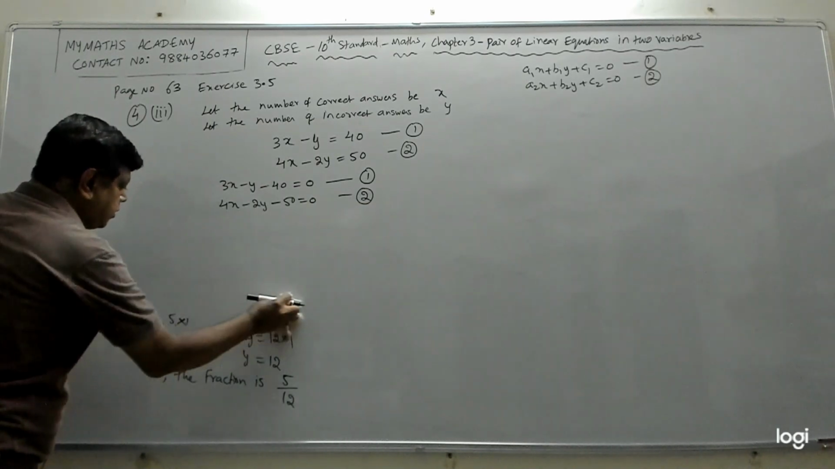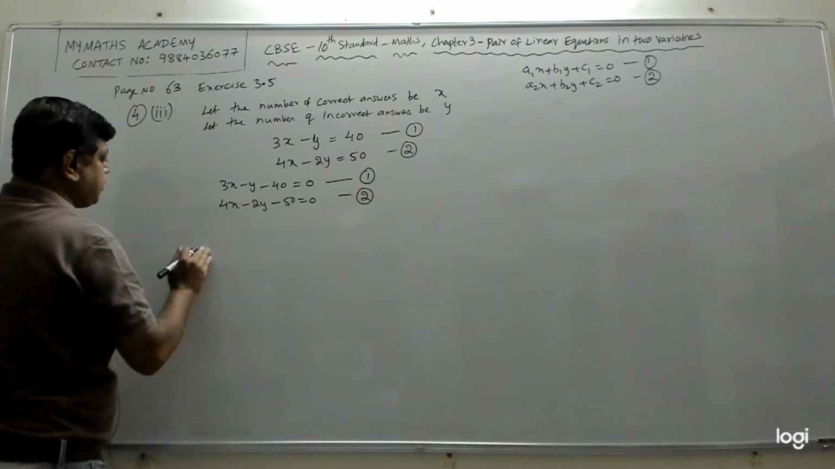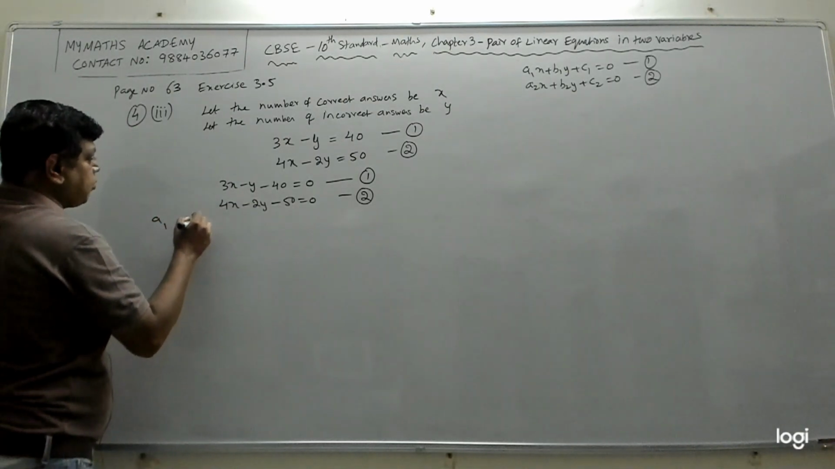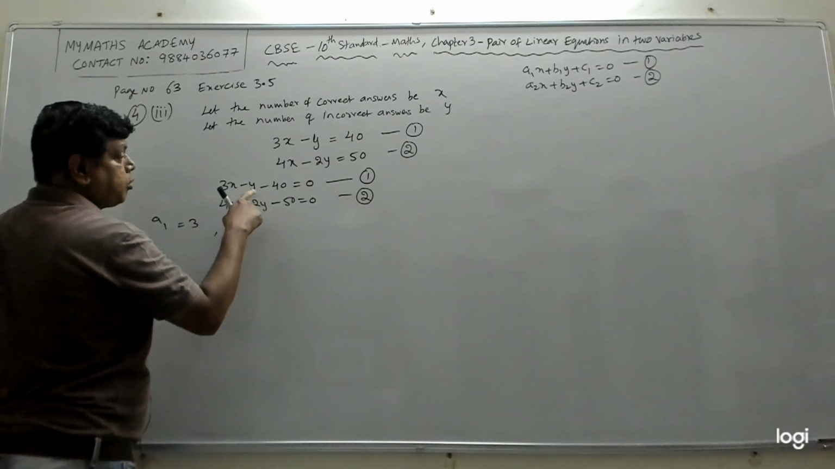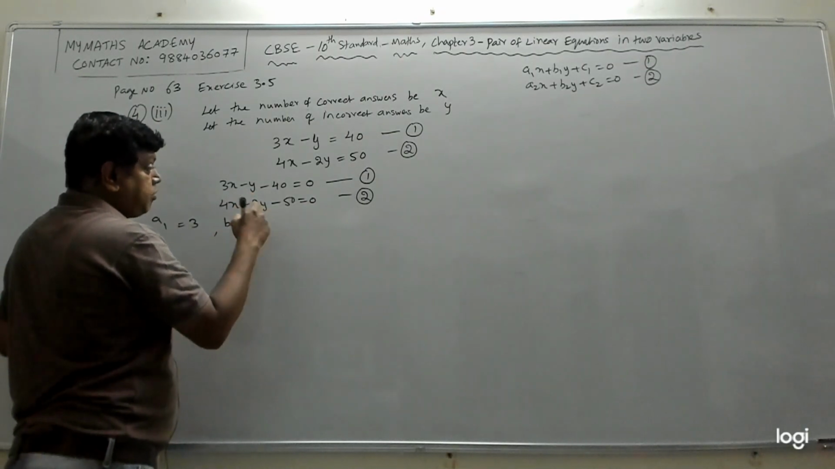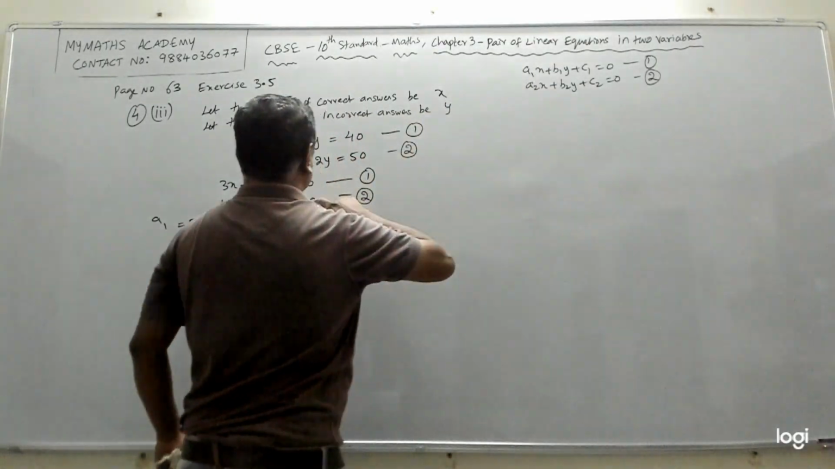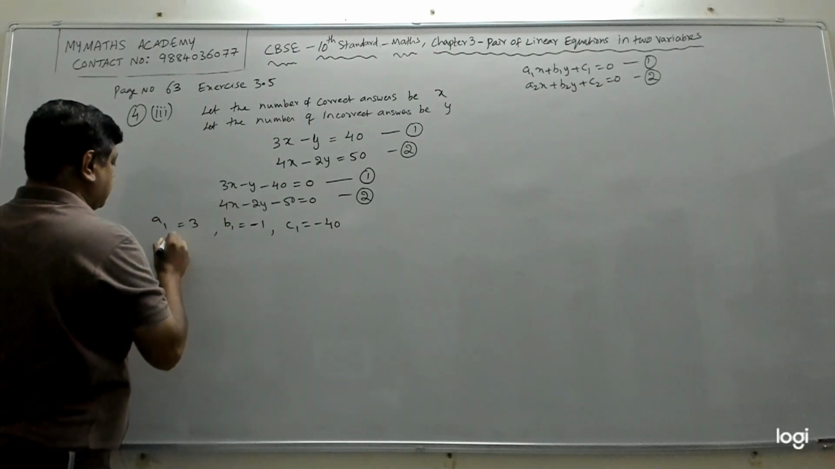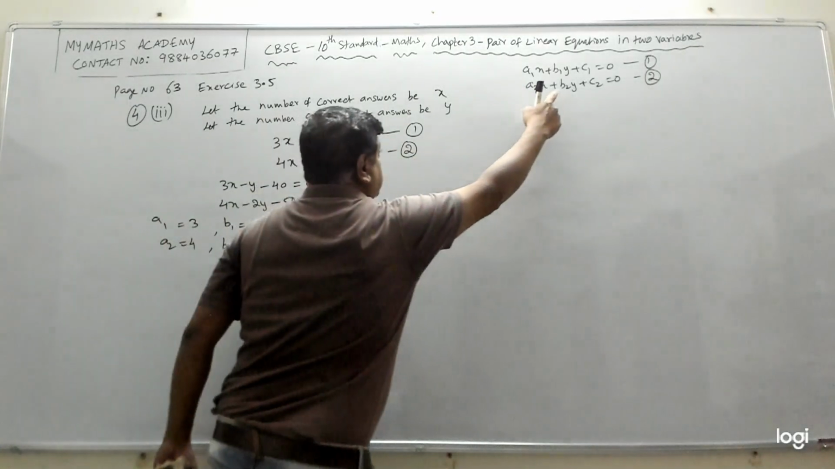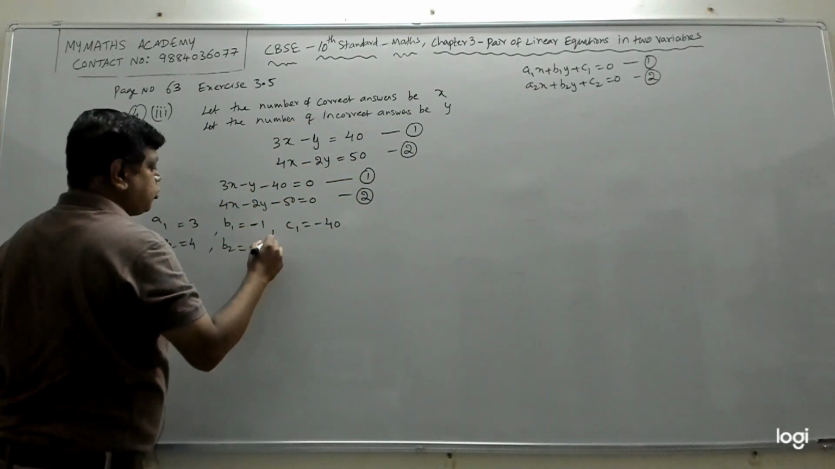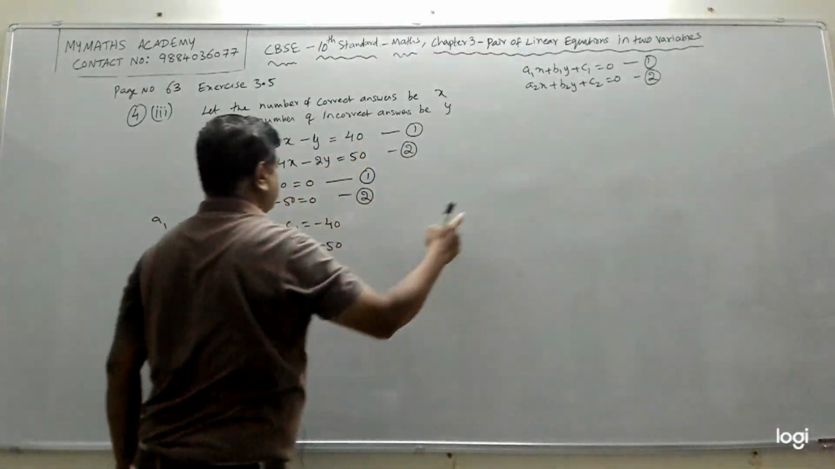Now we need to check whether the solution exists or not, which means we should find the ratios, which means we should find a1, a2. a1 is what? 3, right? b1 is -1, don't put -y or y, b1 is -1, the coefficient of y. c1 is -40, comparing this with this. Now what is a2? a2 is this 4, so a2 is 4, b2 is -2, comparing this b2 with this, it is -2. What is c2? c2 is -50, comparing this with this.